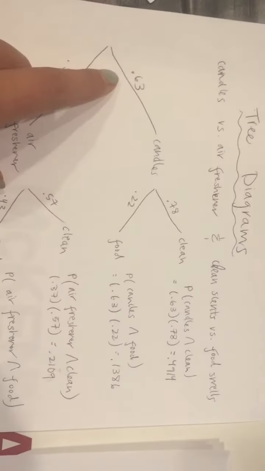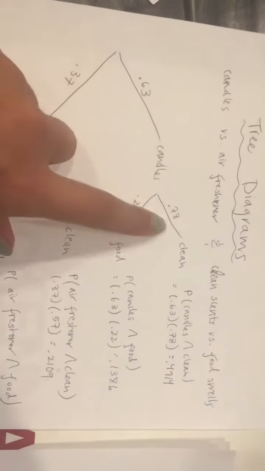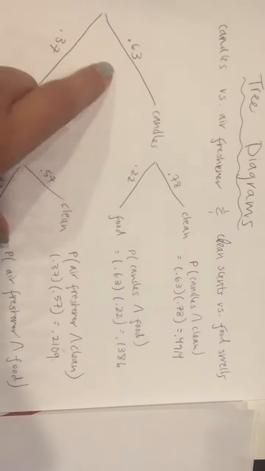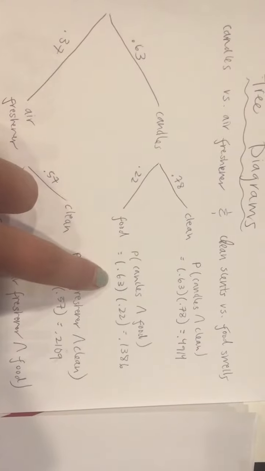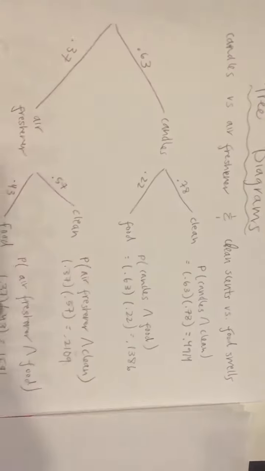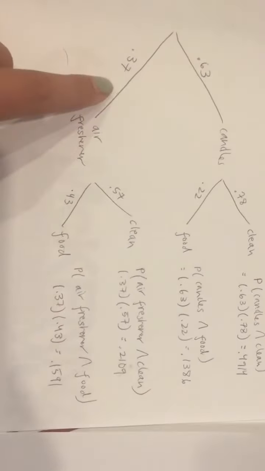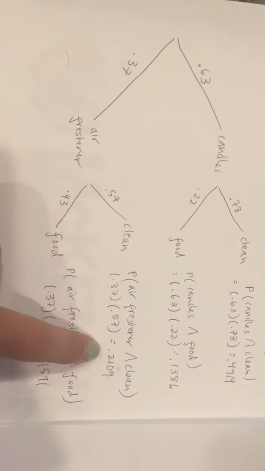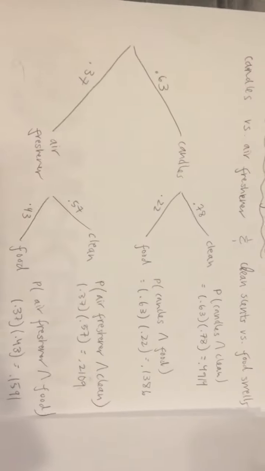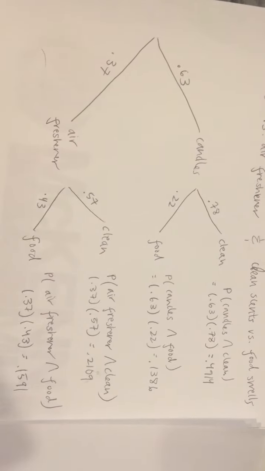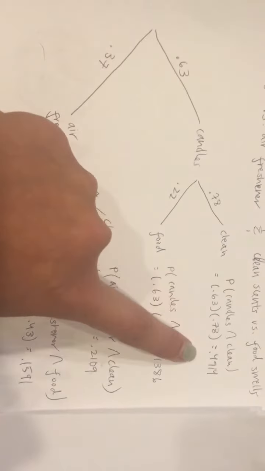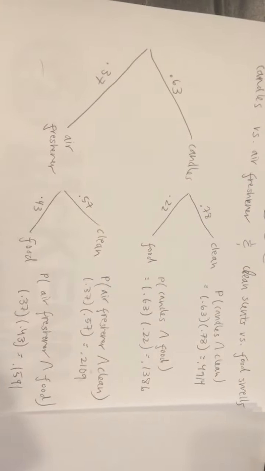So again, the probability of having candles and then clean scents is 0.63 times 0.78. That gives you your answer there. Same thing here, candles to food, 0.63 times 0.22 equals your answer. Down here goes to air freshener, clean, and then the same down here. And again, it is also vital to note that the sum of all of these answers should also be 1.